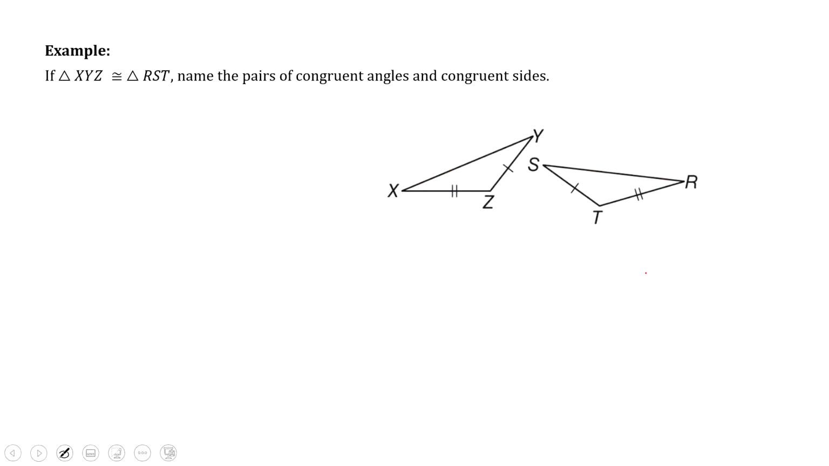Here's an example. I'm not going to make you do any of these. Today we're just going to kind of give you everything. It's asking, are triangles XYZ and RST congruent? They want us to name the pairs of congruent angles and sides. So when I look at how this goes, I have angle X corresponds to angle R. Angle Y corresponds to angle S. And angle Z corresponds to angle T.